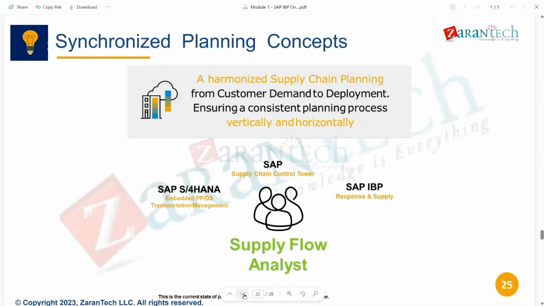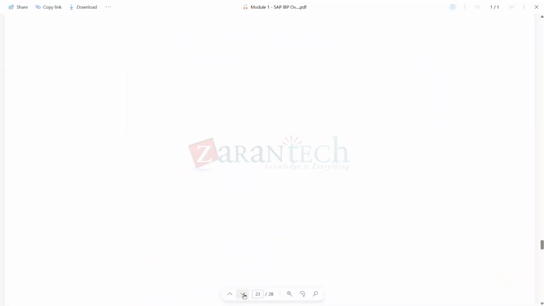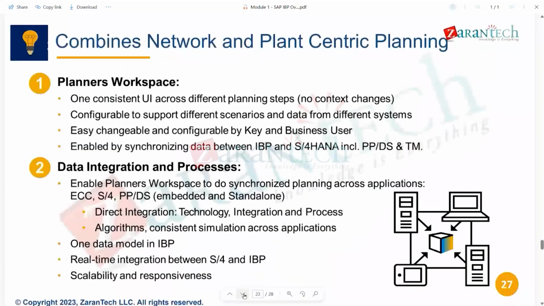The next slide is basically the same slide as I showed before, to show the harmonized supply chain planning, wherein all the different systems are communicating with each other in an efficient way to improve the overall processes and the output. Okay, a little bit of insight about what we learned just now: the combined network and plant-centric planning.